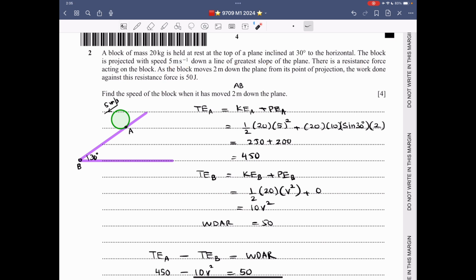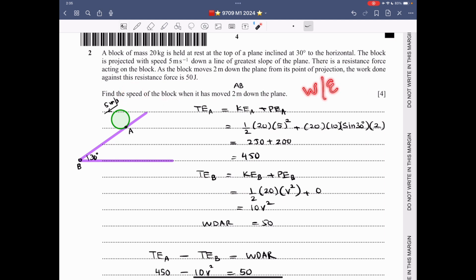There is a resistive force acting on the block. The block moved 2 meter down. So this AB is 2 meters. That is what I have labeled myself. The work done against this resistive force is 50 joules. Find the speed of the block when it has moved 2 meters down the plane.